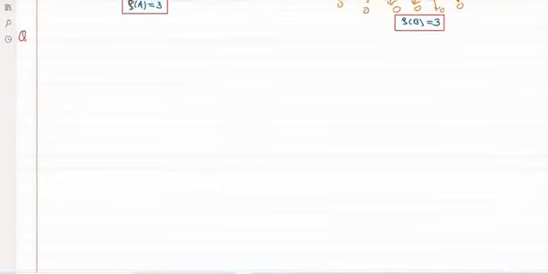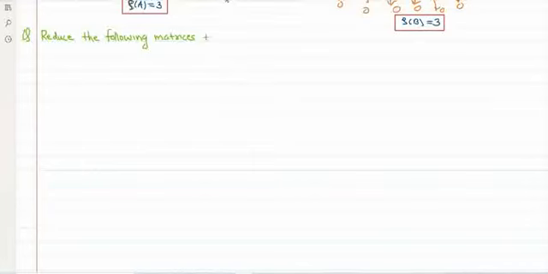The question is common. Reduce the following matrices, just like a normal form. Reduce the following matrices to echelon form and find the rank. Okay, so the first example.